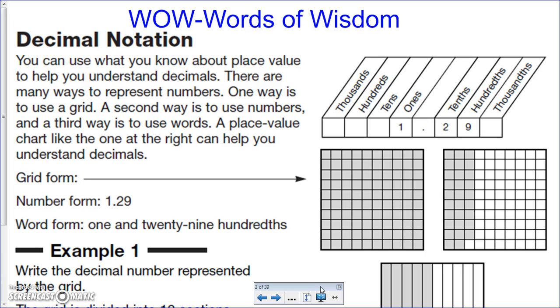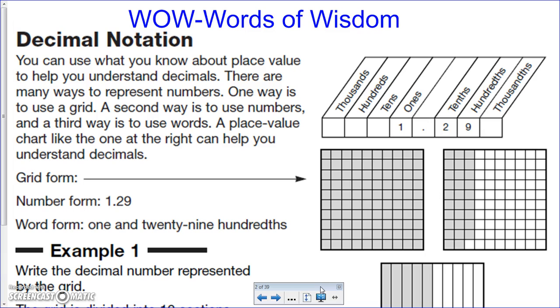And if you look over at the place value chart, you can see the 1 is under the ones place, then there's the decimal, the 2 is in the tenths, and the 9 is in the hundredths. In grid form, this looks like one complete grid filled in because there's 100 squares there, so it equals 1. And then there are 29 squares shaded in the second grid. So we have 1 and 29 hundredths.